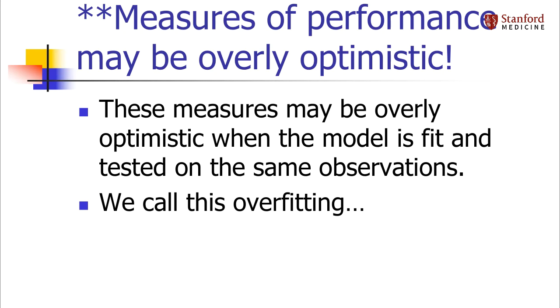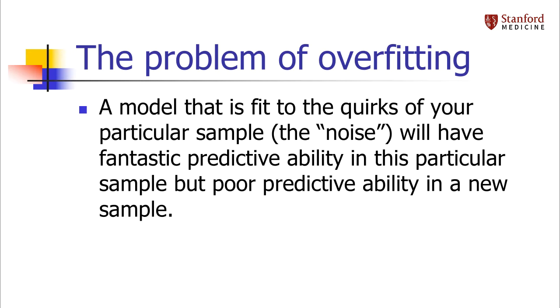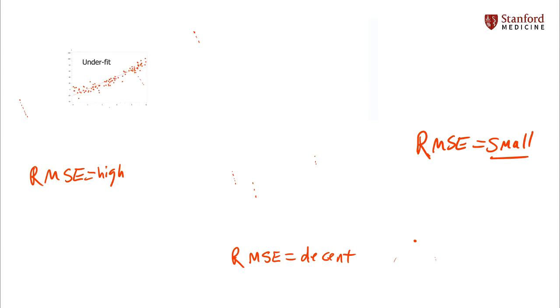It's important to understand that all these performance metrics I've been talking about are going to be overly optimistic if you fit the model and test the model on the exact same observations. We call this resubstitution statistics. Fitting and evaluating the model on the same subjects can lead to overfitting. As I mentioned before, overfitting is when you fit your model to the quirks of your particular sample, to the noise really, allowing you to get seemingly great model fit, but basically no predictive ability when the model is applied to a new sample.